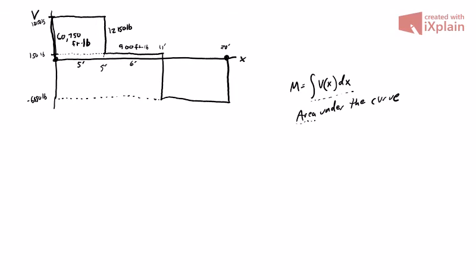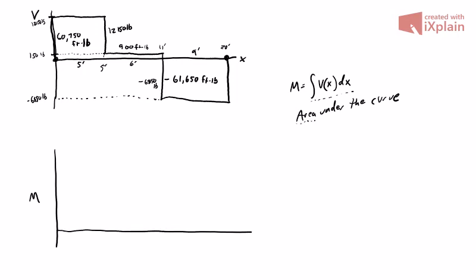Then we look at our last section and we see that it's dropped into the negative, right? So it's 9 feet across and it's negative 6,850 pounds tall. Therefore, negative 6,850 times 9 is negative 61,650 foot-pounds. All right, so knowing this, we can go ahead and draw our moment diagram.